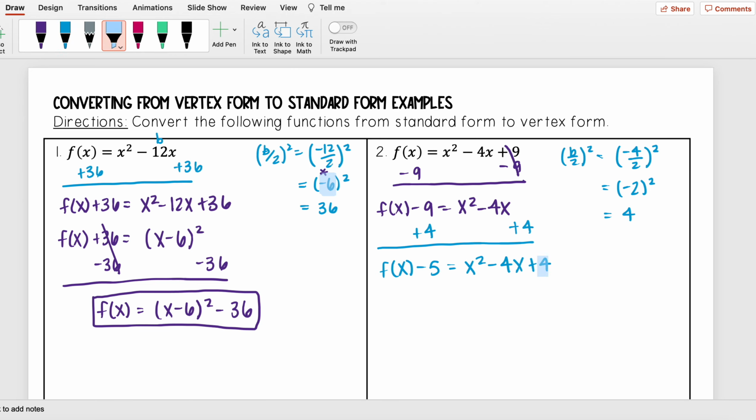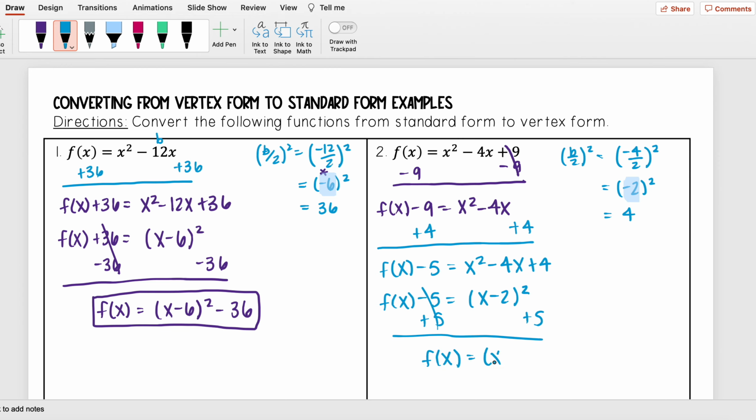And now remember, when I'm factoring this right-hand side, it's going to be in this form of (x minus or plus something) squared, and that number comes from my b over 2. And so that means that this is going to factor out to being (x minus 2) squared. And then for my last step, I'm just going to add 5 to both sides. And so I get that f of x is equal to (x minus 2) squared plus 5, which is my vertex form.